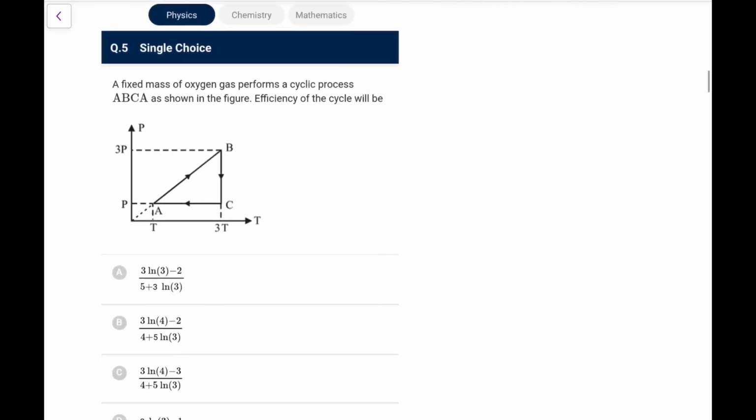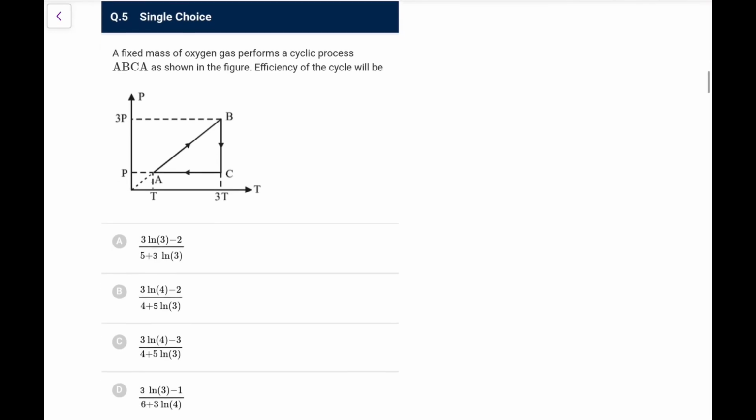Now next one: a fixed mass of oxygen gas performs a cyclic process ABCA as shown in the figure. Efficiency of the cycle. Okay, so carefully look at the figure. This is a PT diagram, not PV, no? So area won't give you anything. So A to B is volume constant, I can make out a straight line passing through origin. Here temperature is constant. Here pressure is constant.